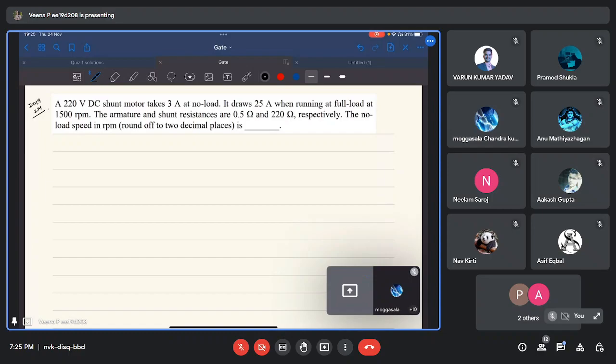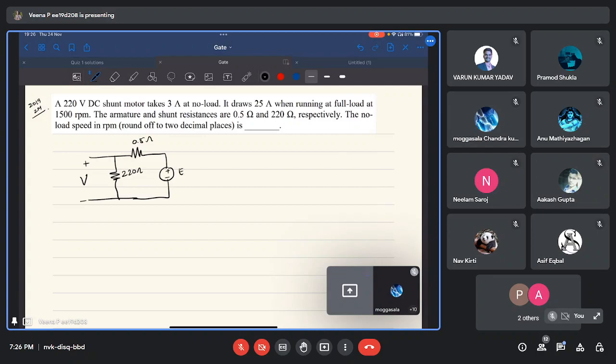Okay. So a 220 volt DC shunt motor takes 3 ampere at no load. It draws 25 ampere when running at full load at 1500 rpm. The armature and shunt resistances are 0.5 ohms and 220 ohms respectively. The no load speed in rpm, rounded off to 2 decimal places, is? So we are given a DC shunt motor. Shunt motor means there will be a shunt branch. Field is shunt. So this is the circuit where this is the applied voltage V. This is the field resistance, given as 220 ohms. Armature resistance is 0.5 ohms.